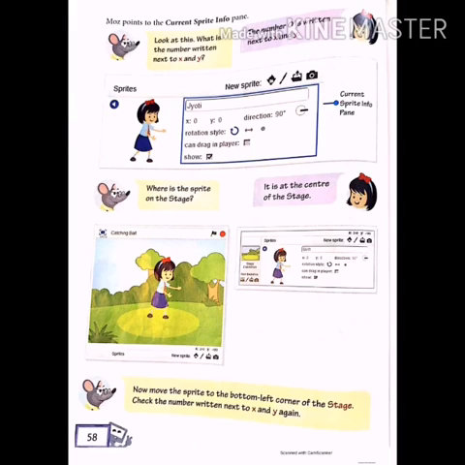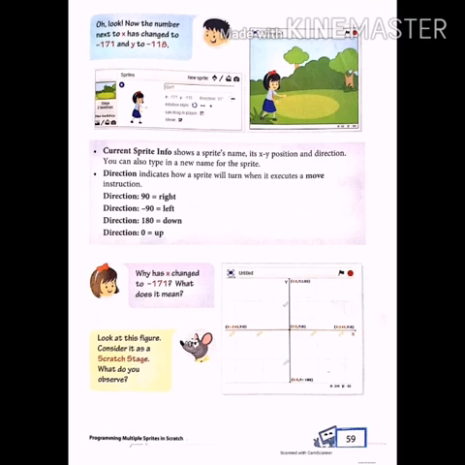Look at this. What is the number written next to x and y? When our sprite is standing at the center of the stage, the x and y value is 0. As we move our sprite to the bottom left corner, both the x and y values will change. X value will be -171 and y value will be -118.